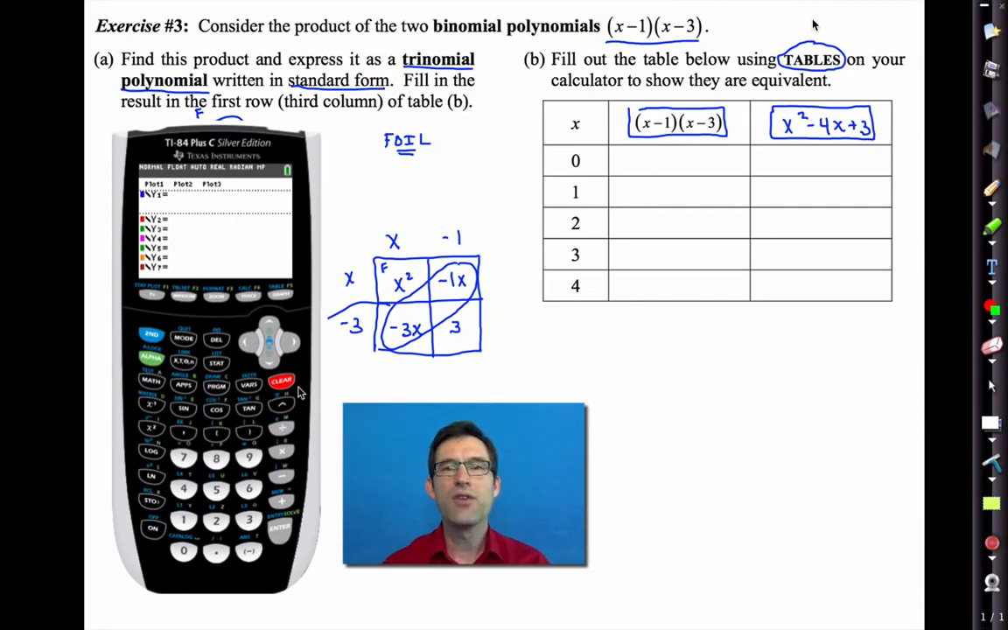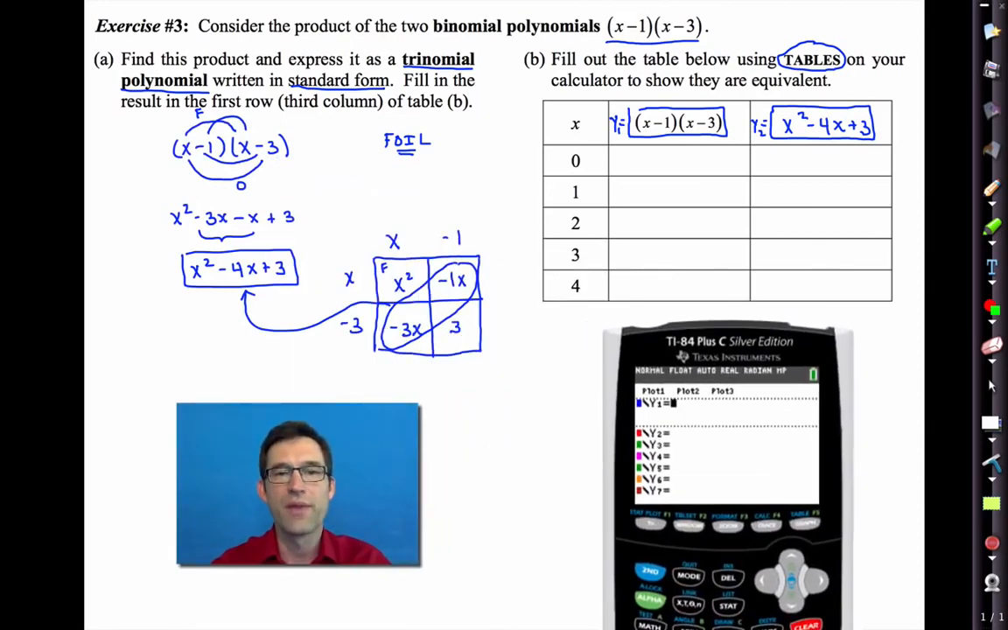Now I'm going to put the first expression into Y1, and this one in Y2. So in Y1, let's put parentheses, x minus 1, make sure that's subtraction, parentheses, x minus 3, parentheses. There's no need to put the multiplication sign between them. Your calculator knows you're multiplying with those parentheses. Check to make sure it looks right. No negatives, just subtraction.